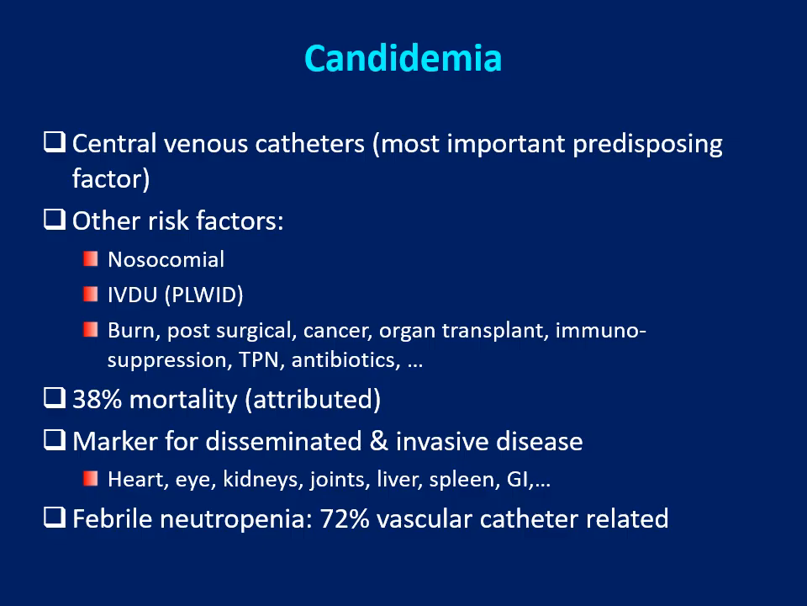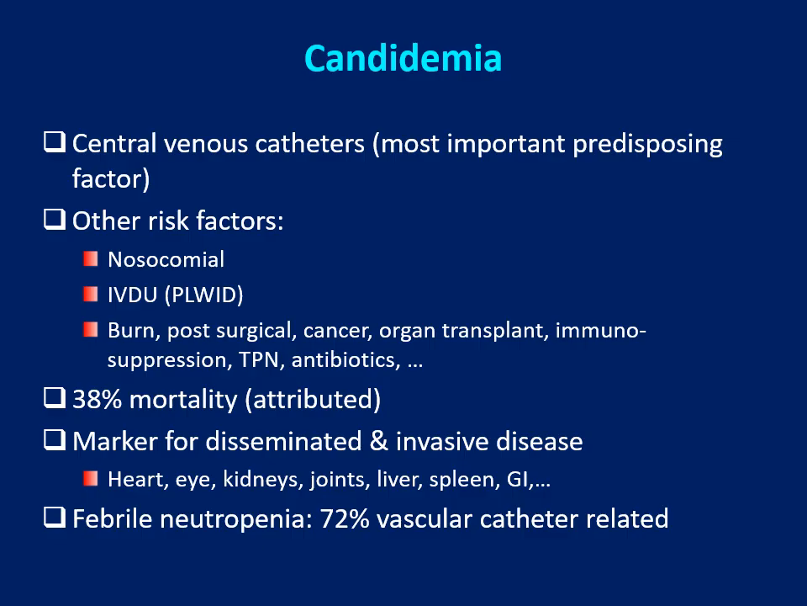The marker for dissemination and invasive disease is important, and it can seed anywhere in the body. Febrile neutropenia is one entity where you suspect and treat as if it is candidemia. You have somebody who is febrile, has very low neutrophils below 500, received chemotherapy, has been on antibiotics for at least 5 to 7 days, and you don't have a focus, then you would really consider that this patient may have an invasive fungal infection, including a candida infection.